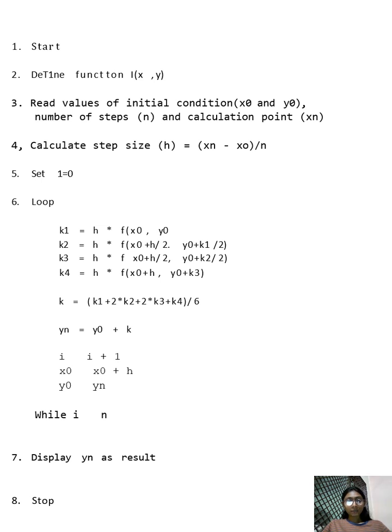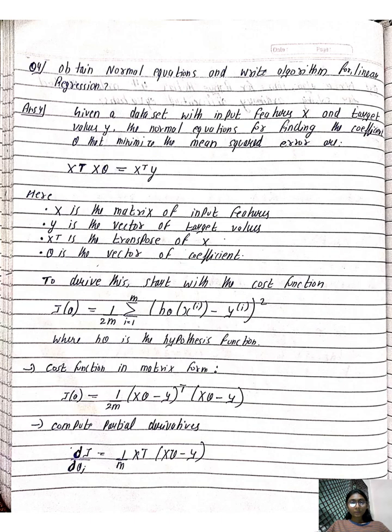In the seventh step, we display yn as a result and stop this algorithm. And the question number four is obtain normal equations and write algorithm for linear regression. Given a data set with input feature x and target value y.